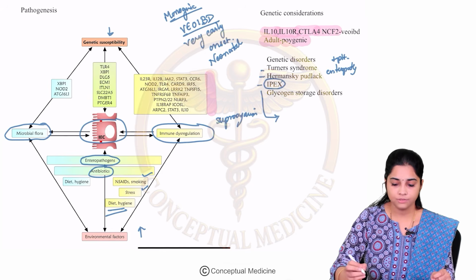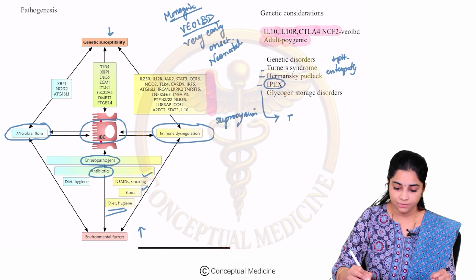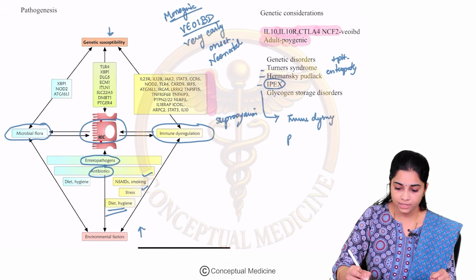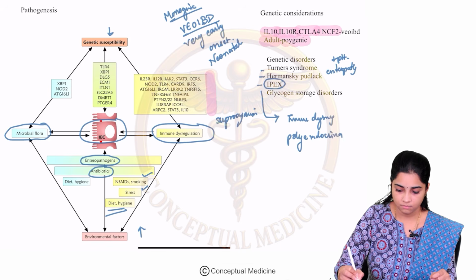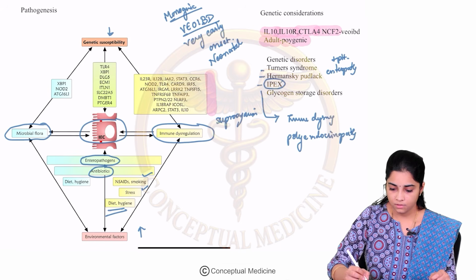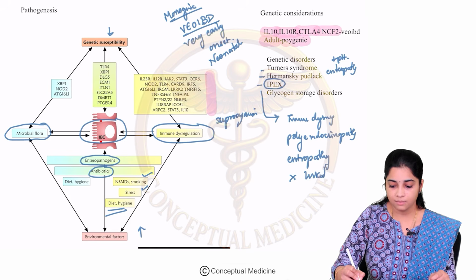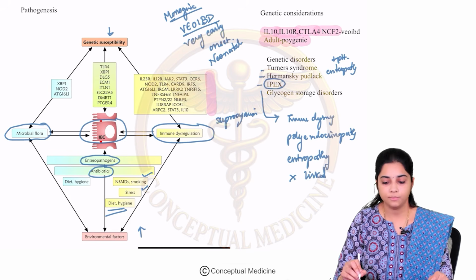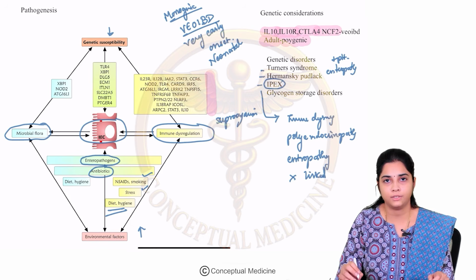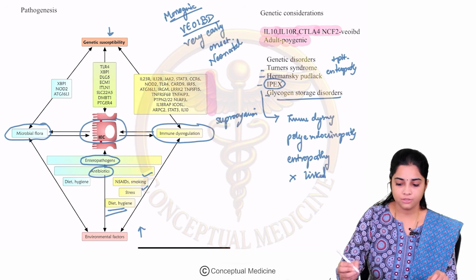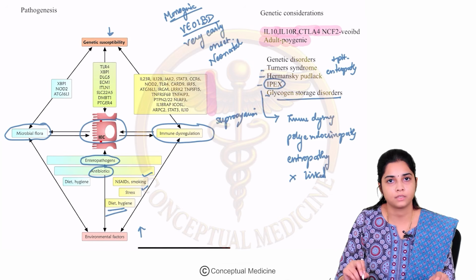We have IPEX syndrome where you have immune dysregulation, polyendocrinopathy, enteropathy and X stands for X-linked. Right. So, this is a multi-system disorder where you have immunodeficiency, polyendocrinopathy, enteropathy and it is an X-linked disorder. Then certain forms of glycogen storage disorders can also be associated with IBD.